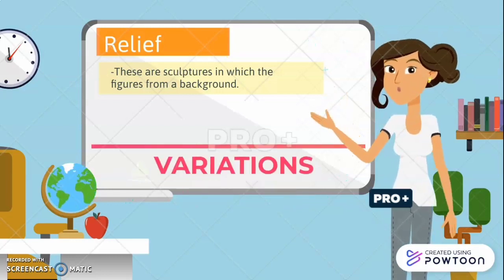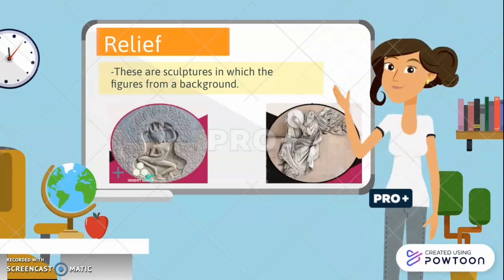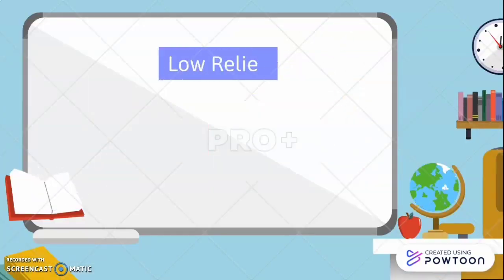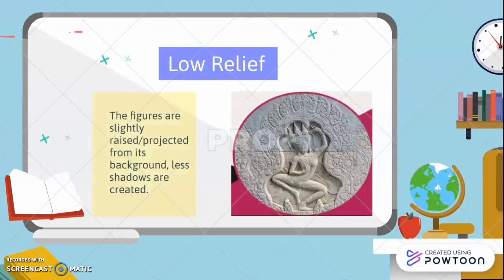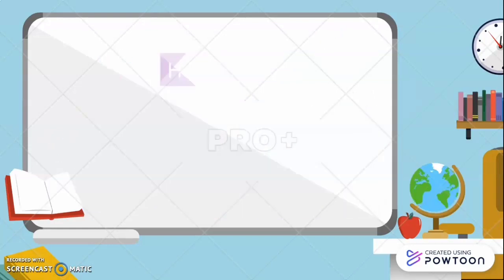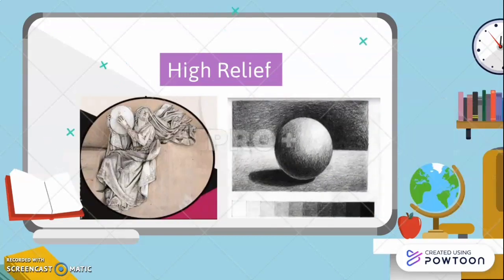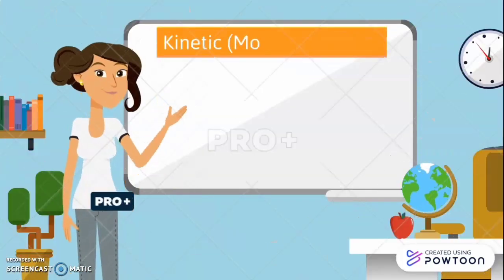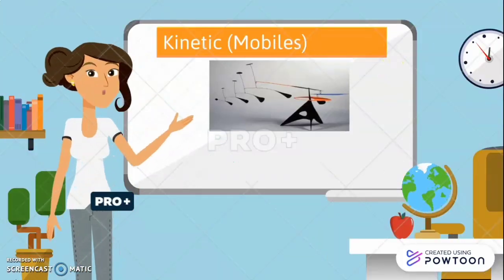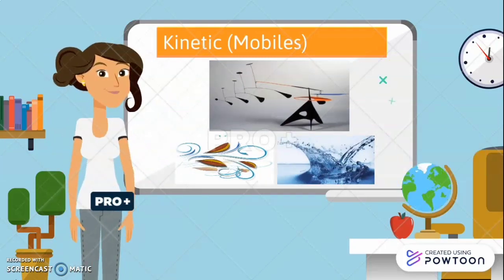There are two variations of relief sculptures: the low relief or bas relief, and high relief. In low relief or bas relief, the figures are slightly raised or projected from the background. Fewer shadows are created. In high relief, almost half of the figure projects from the background, and more shadows are created. Kinetic mobiles: a sculpture that is capable of movement by wind, water, or other forms of energy.